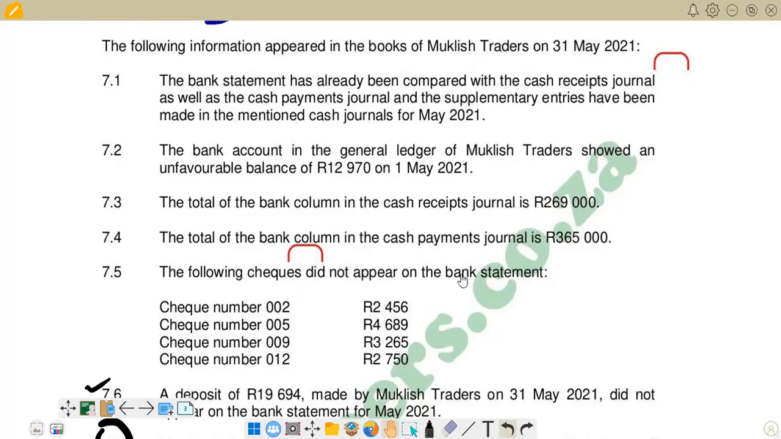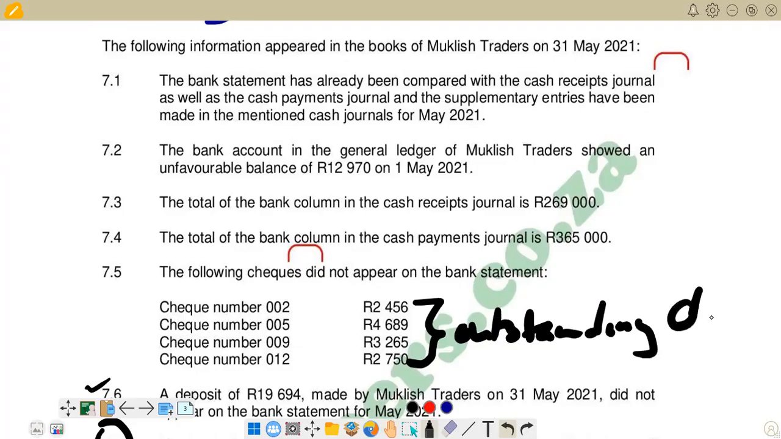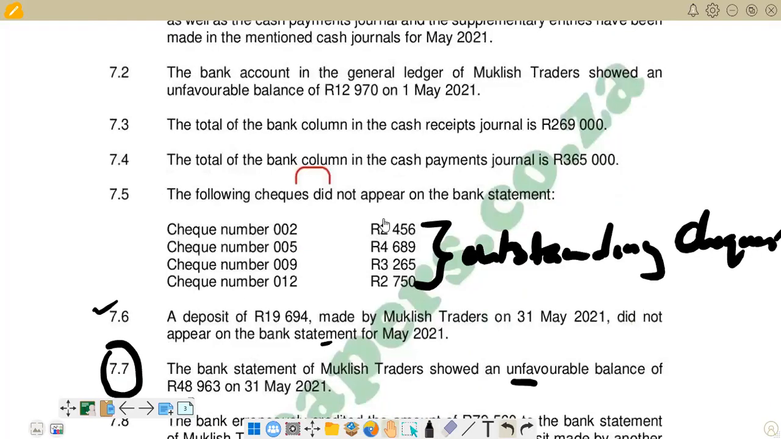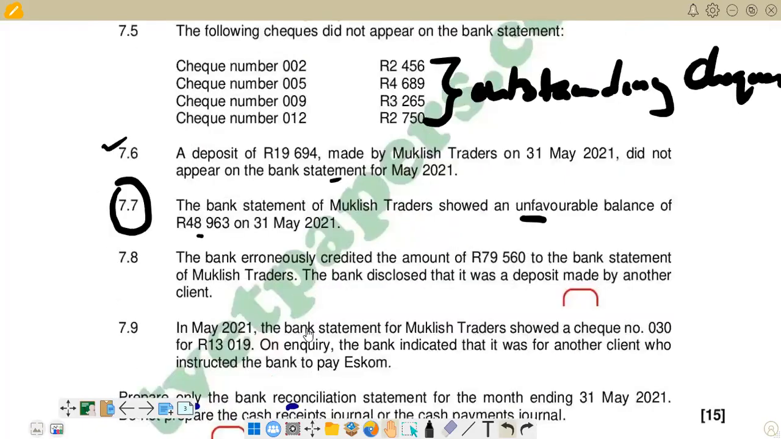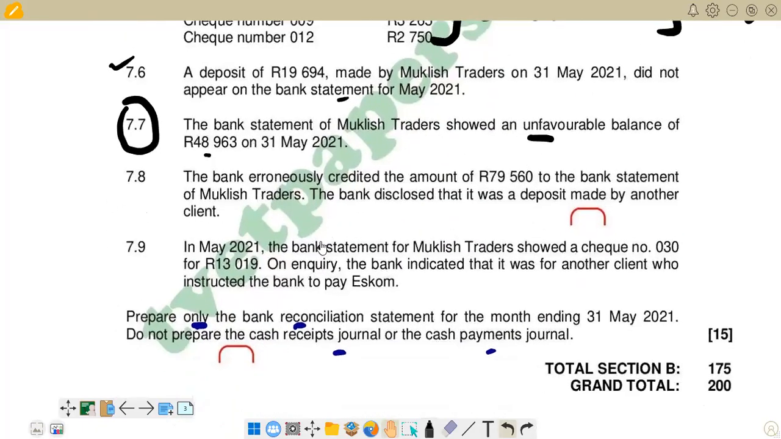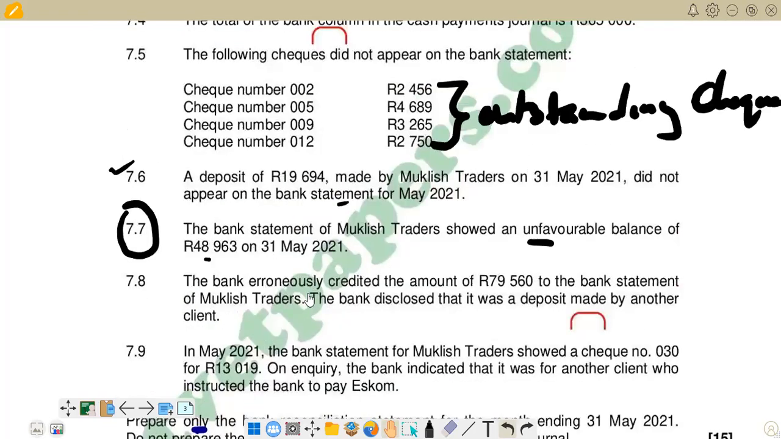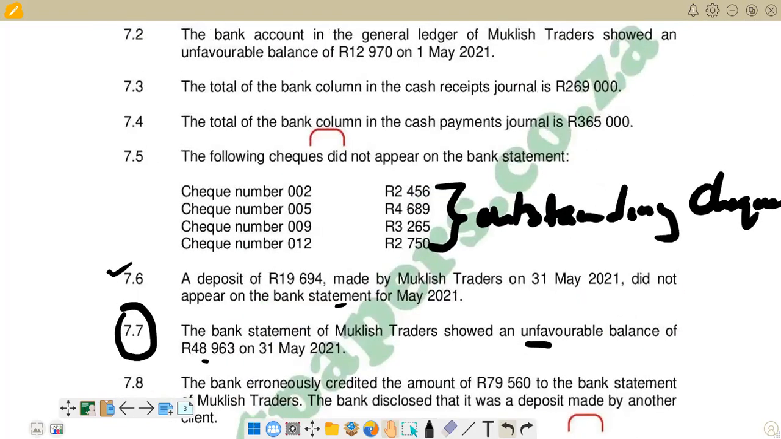The following checks did not appear on the bank statement, so these are outstanding checks. So basically, we are saying this is representing our outstanding checks. And remember, they should be on the debit side of the bank statement. So this is what we have. And then we check if we have got any other. We see that we do not have any other outstanding deposit that we have there. So we check for outstanding checks. Our 7.5, our 7.5. That's where we're having some outstanding checks.